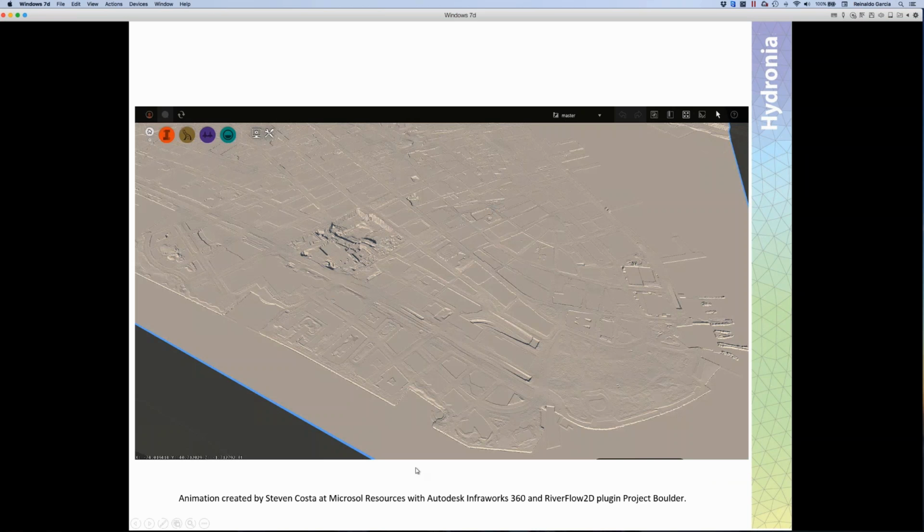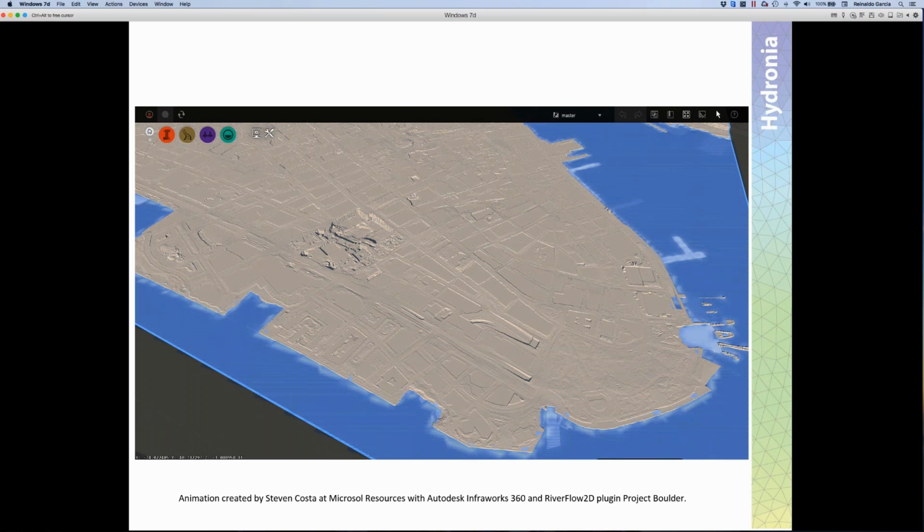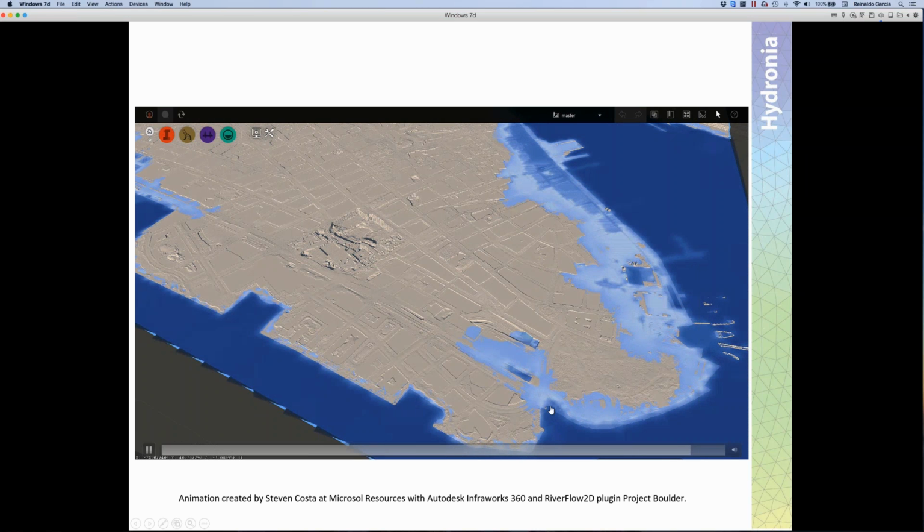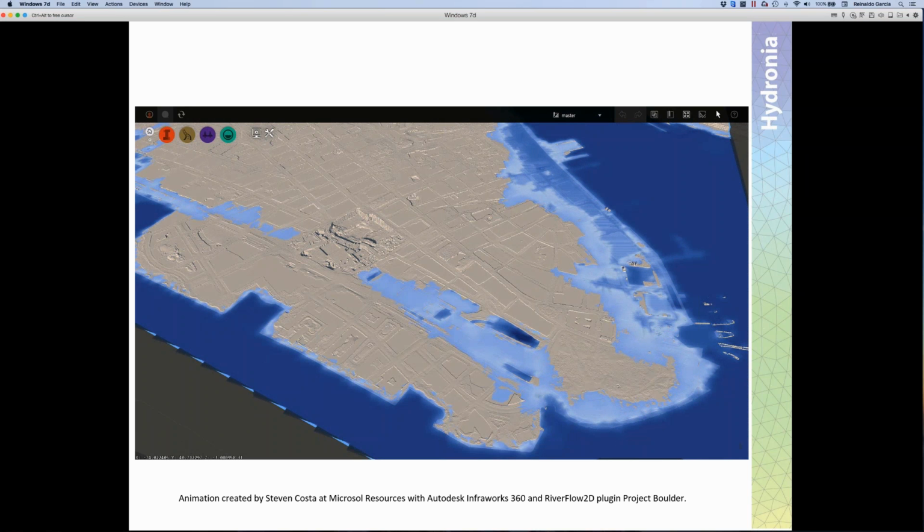This is an animation created by Stephen on the flooding of lower Manhattan from Hurricane Sandy. This is the terrain, what you see there. Let me turn on the animation. What you see here is the water depth variation in time, and you can see how these areas are getting flooded as time progresses. And you can get a lot of detail, as you can see here.